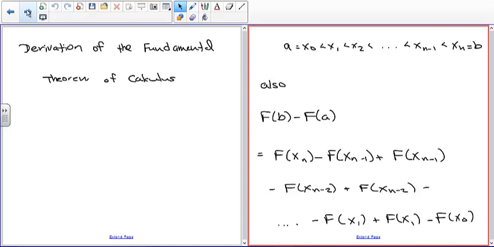And then what you say is that you can then break this up into subintervals. So what you do is you basically subtract the value of the antiderivative at some value slightly less than b, and then you add the same function. So you add and subtract the same number. So I add and subtract, I add and subtract, I add and subtract.